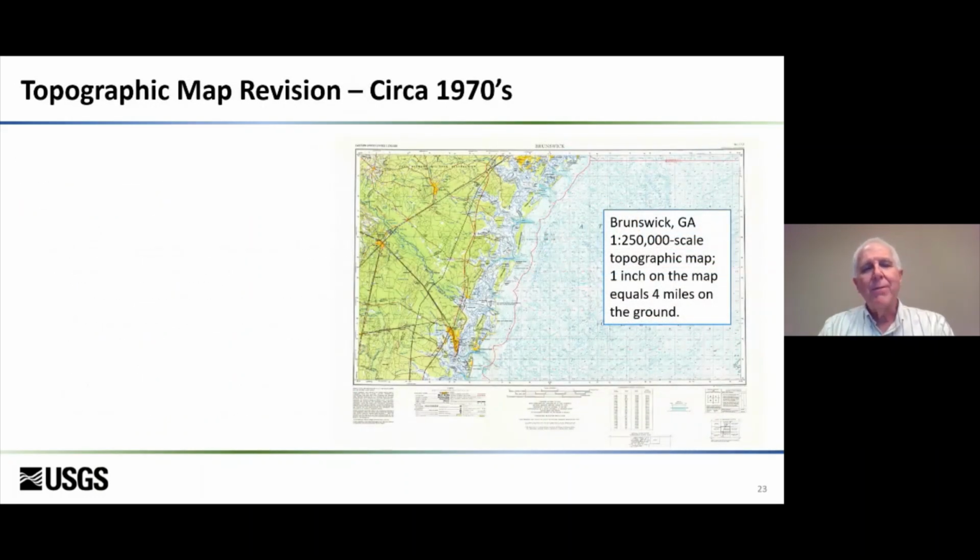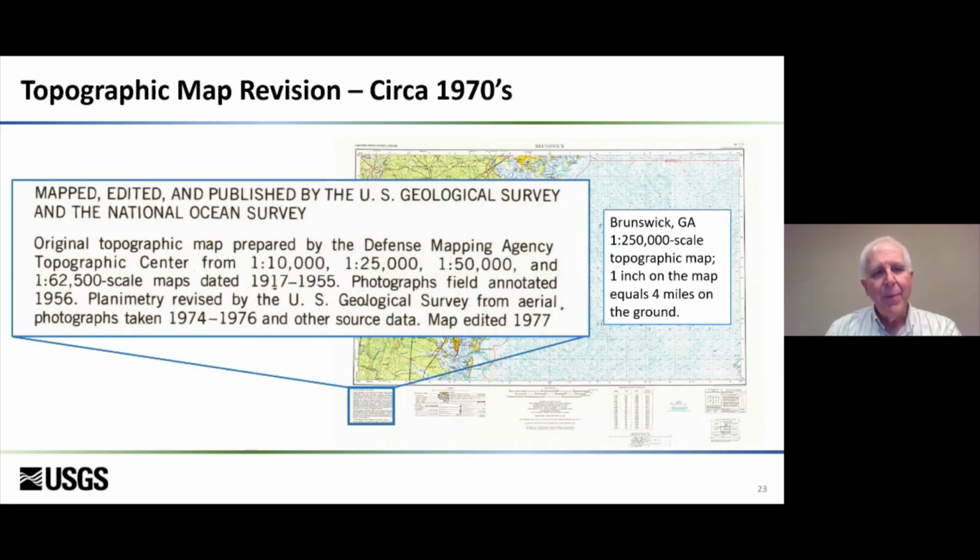Okay, just a couple quick stories, quick benefits. I mentioned we started to revise and update topographic maps. We first started to work on the 1 to 250,000 scale. That is 1 inch on the map is 4 miles on the ground. We did a complete revision of those maps using the Corona data. If you go down to the lower left-hand corner is a description of what data went into making that map. I'll bring you down to this line here: preliminary revised by the USGS from aerial photography taken 1974 to 1976 and other data sources.